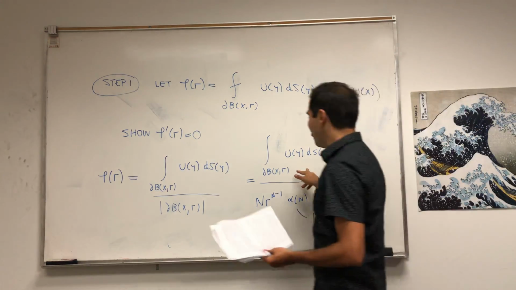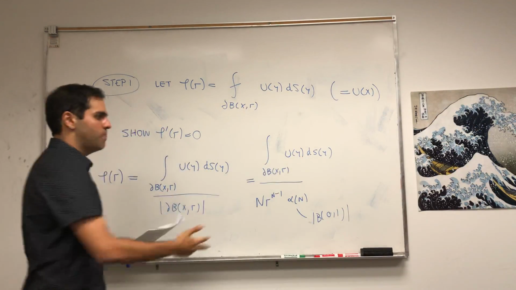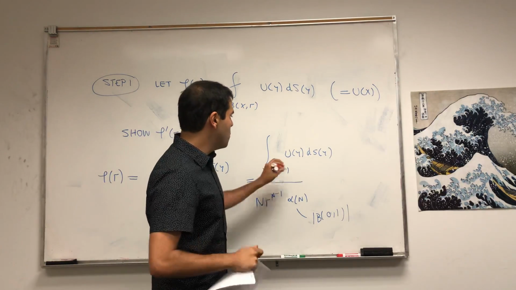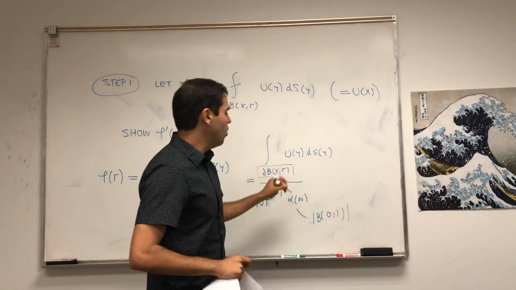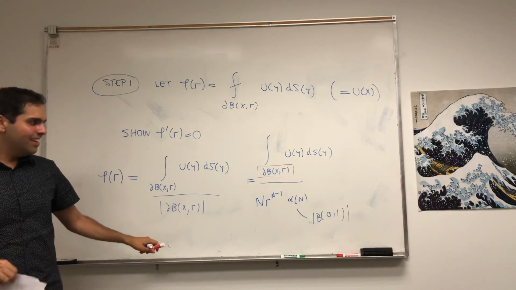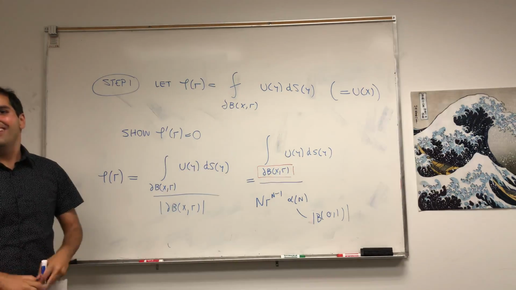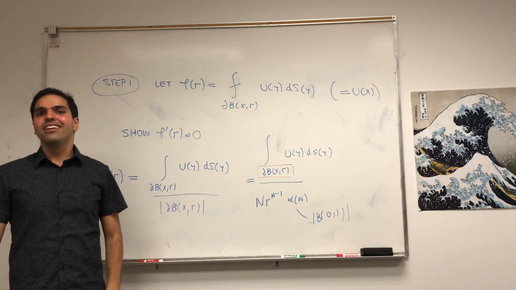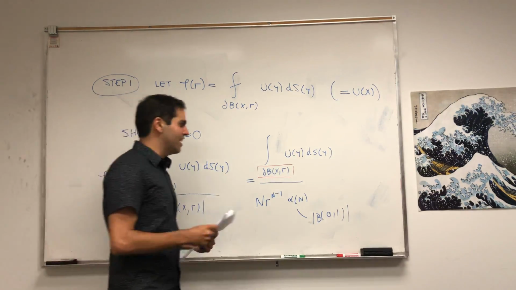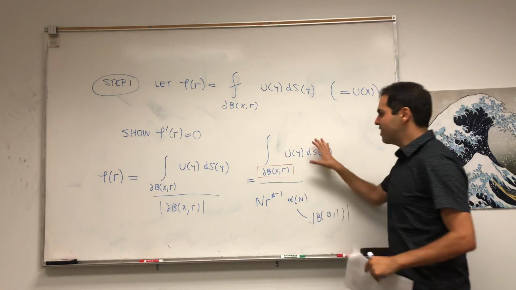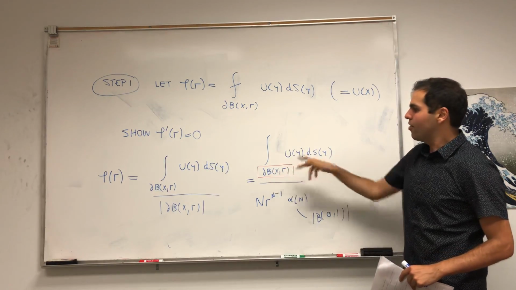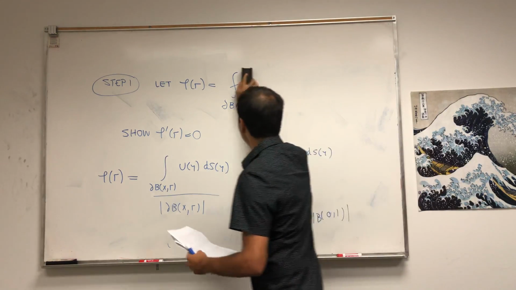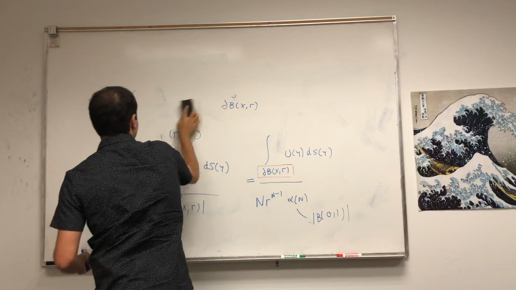We would like to differentiate this with respect to r, but the problem is our domain of integration also depends on r. And this is a big no-no. In theory, you could differentiate this thing, but let's not make our lives too complicated. Let's try to write this in the form that our domain of integration doesn't depend on r. And for this, let's just use a change of variables.